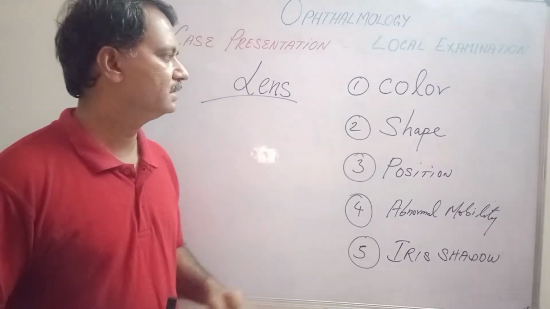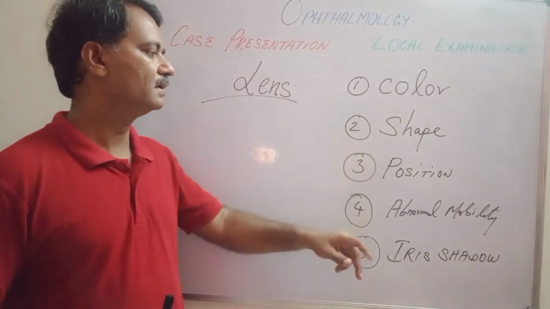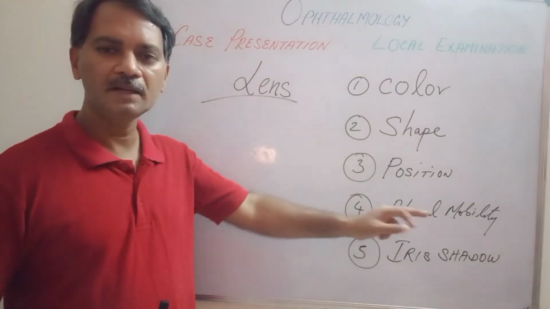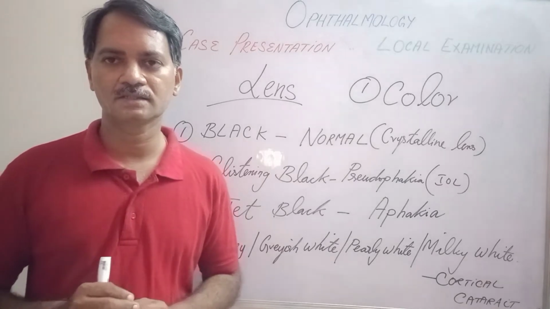The first thing is the color of the lens. Second is the shape of the lens. Third is the position of the lens. Fourth is the abnormal mobility of the lens. We will start with the color of the lens.